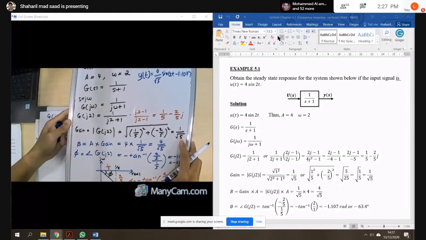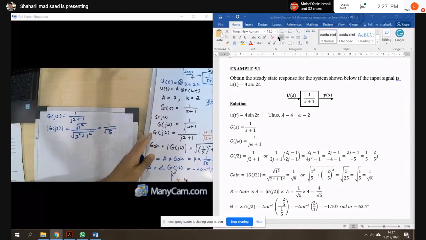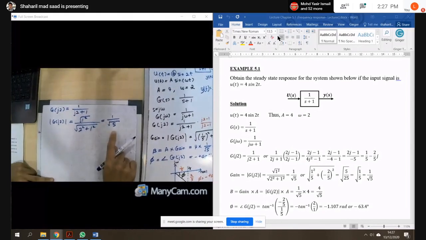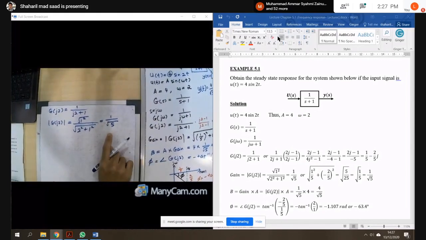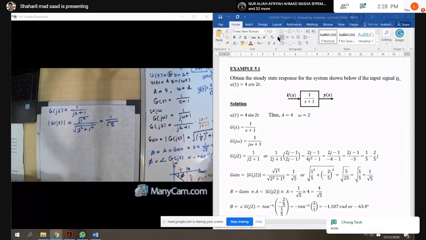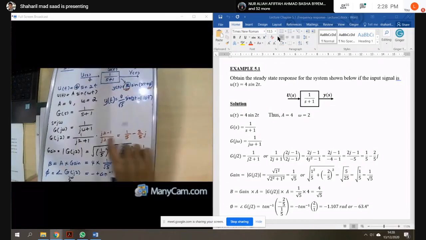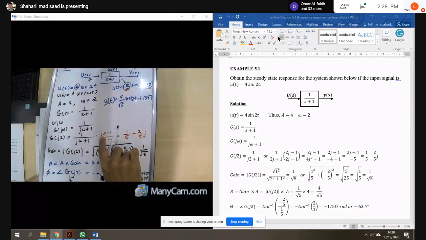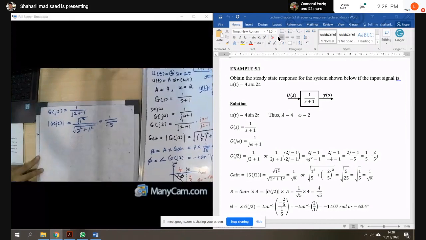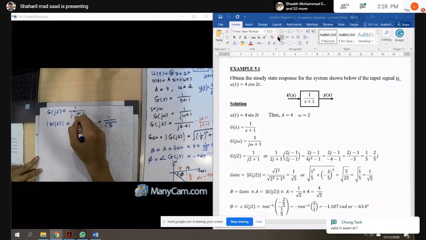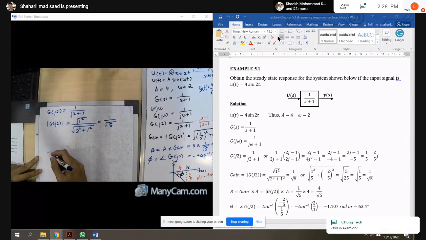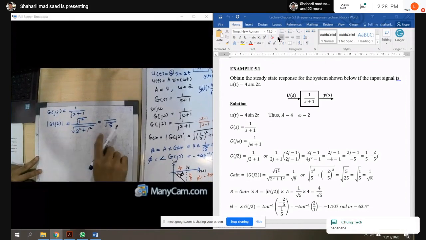Can you see it? Is it easy? Okay, clear? So that means you don't need to multiply with this one because you want to cancel it out. No need. You just need the magnitude of this one.